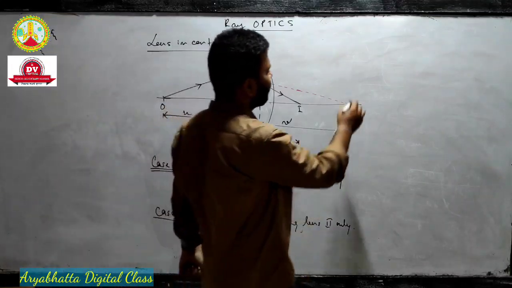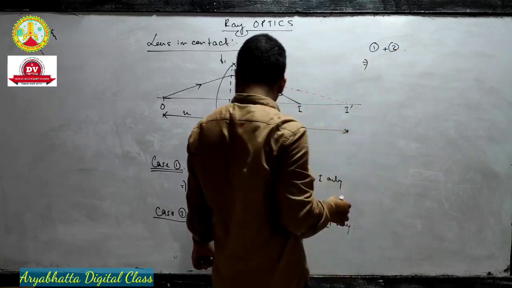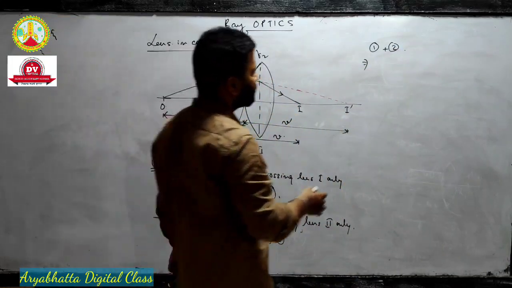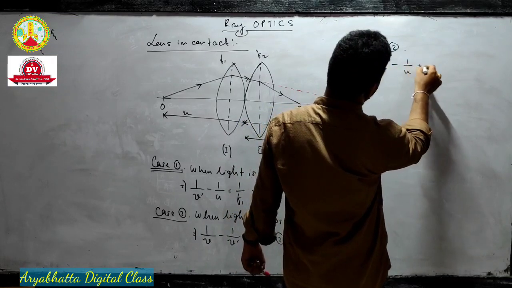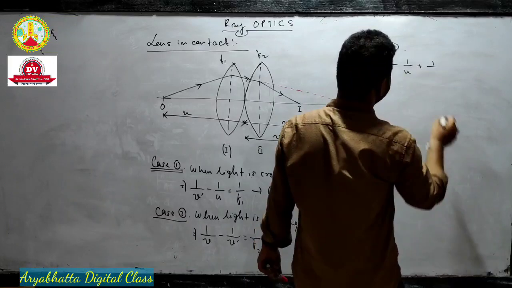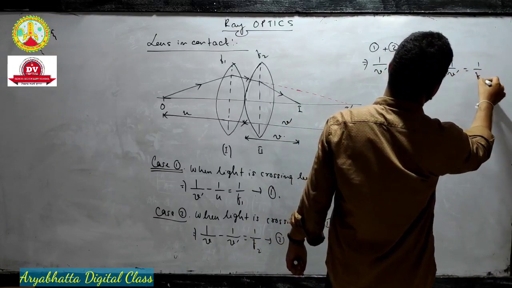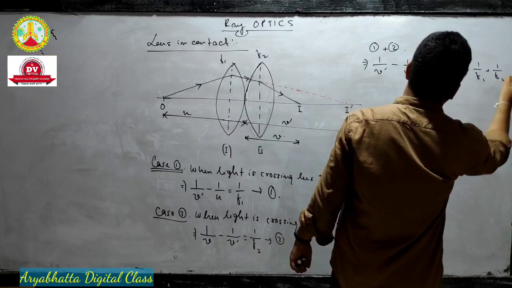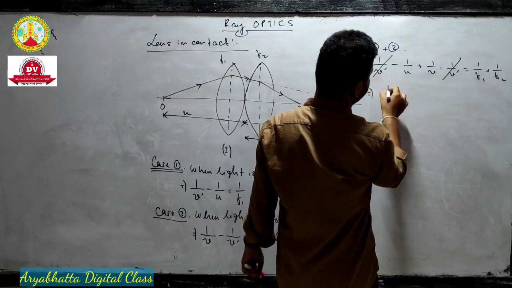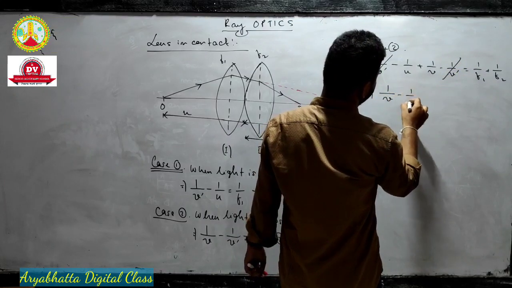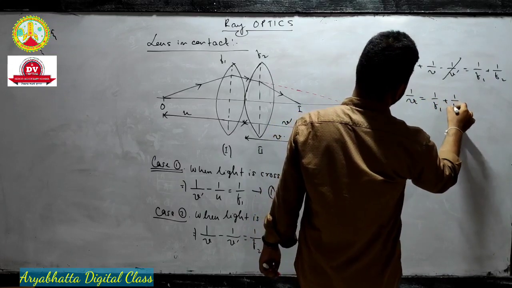So we have to do one thing, that is equation 1 plus equation 2. It will be 1 by v dash minus 1 by u plus 1 by v minus 1 by v dash is equal to 1 by f1 plus 1 by f2. These two cancel, so it will be 1 by v minus 1 by u is equal to 1 by f1 plus 1 by f2.